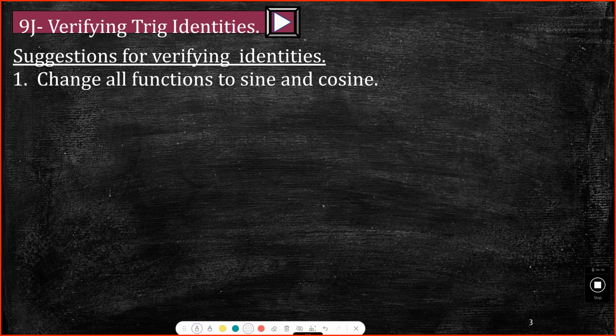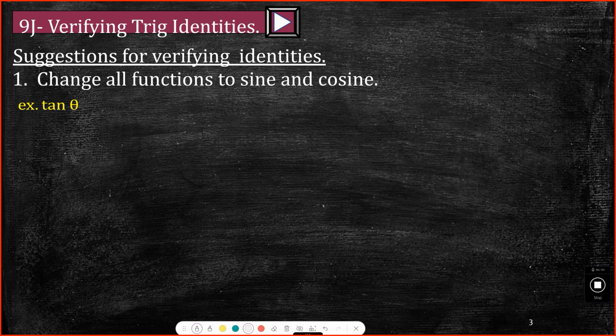Here's a suggestion. Change all the functions to sine and cosine. Sine and cosine are the most basic of trig. Tangent, maybe. And then the other ones are cotangent, cosecant, secant. Those are the reciprocals of them. But sine and cosine are the most basic. Simplify it to sine and cosine. So write them out as sine and cosine.